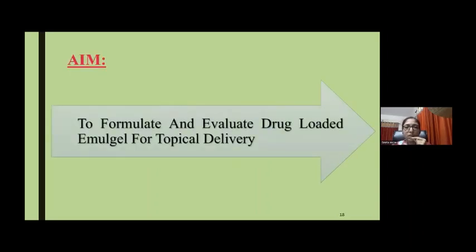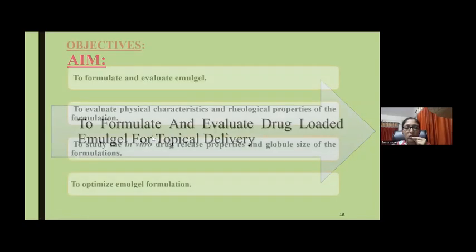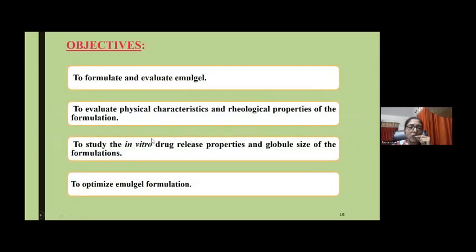So generally, to formulate and evaluate the drug-loaded Emulgel for topical drug delivery, here I have not disclosed the name of the drug. The objective is to formulate and evaluate the Emulgel, evaluate the physical characteristics as well as the rheological properties of the formulation, and also in vitro drug release properties and globule size of the formulation, and also to optimize the Emulgel formulation.